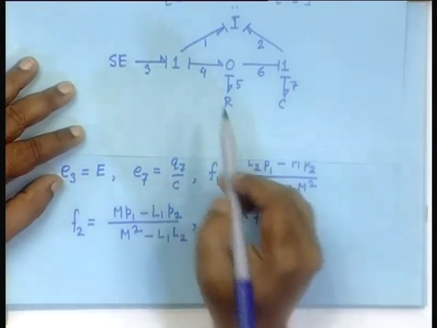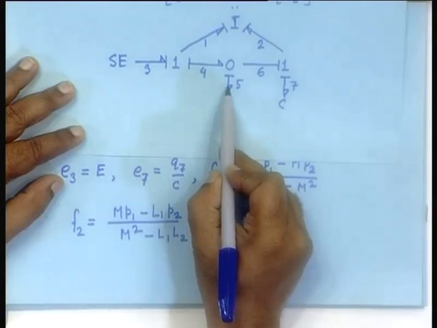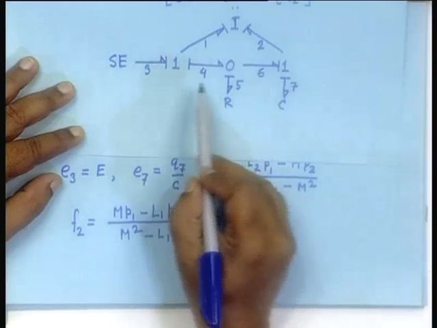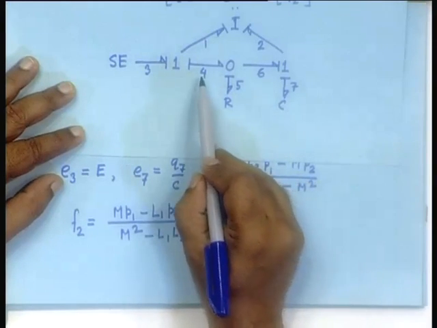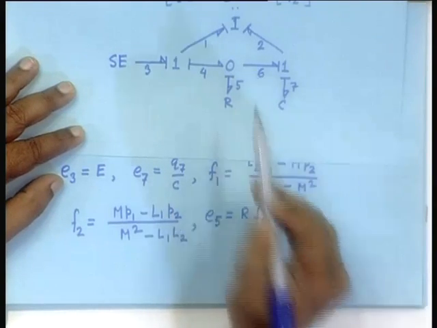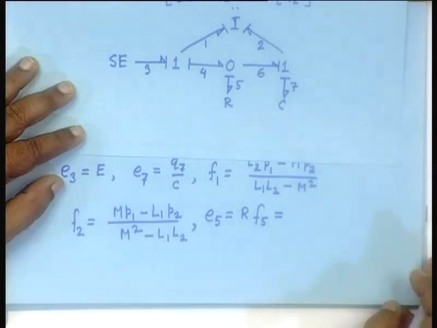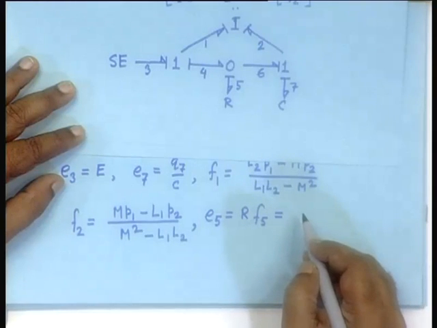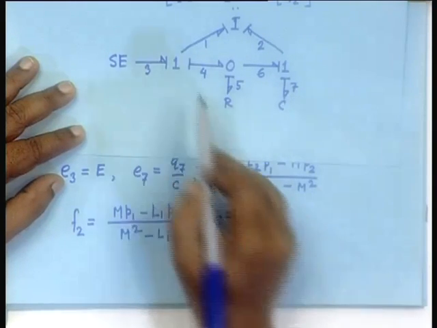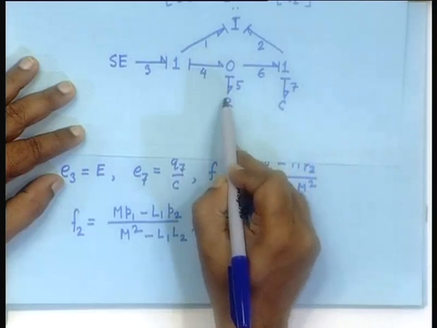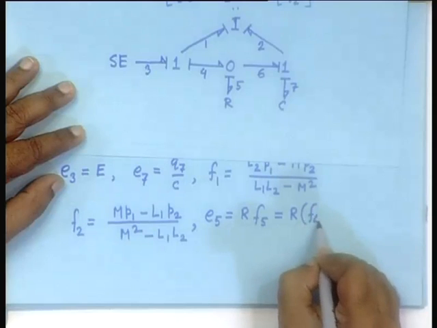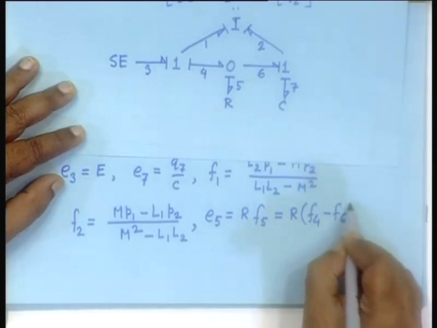So, F5, where does it come from? Sorry, I have not given the power direction here. So, where does this come from? F4 minus F6. F4 minus F6 is equal to F5. So, R times F4 minus F6.